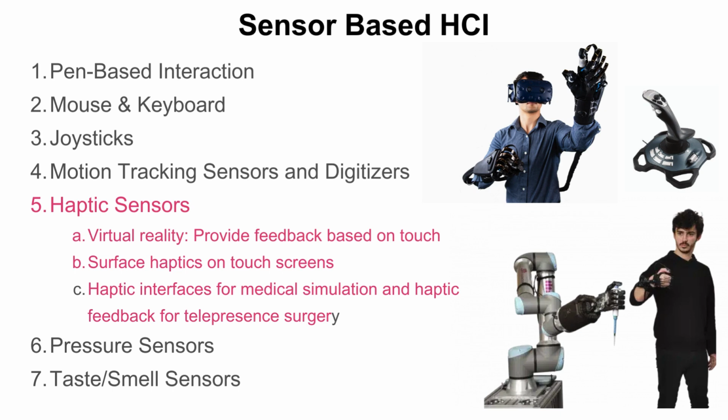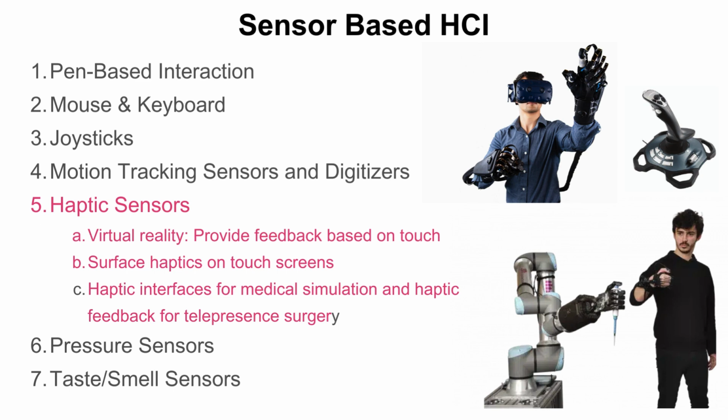So pen-based interaction, particularly relevant in mobile devices, focusing on pen gestures and handwriting recognition. And then mouse and keyboard, well established input devices discussed in section 3.1, commonly used in computing. And then joysticks, another established input device for interactive control, like gaming and simulations. And then motion tracking sensors and digitizers, used in industry like film, animation, art, and gaming. So these sensors in forms like wearable cloth or joint sensors enable more immersive interactions.